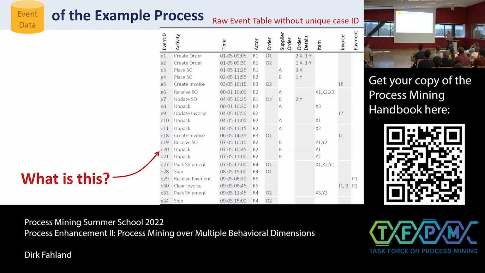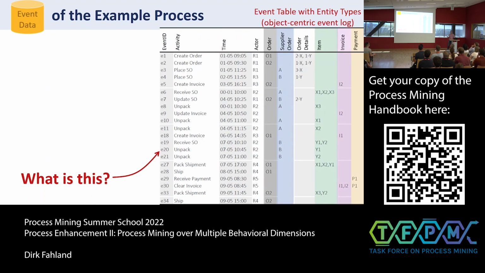Well, we can do a bit and identify which of the columns here actually are entities or objects. I have orders, I have supplier orders, I have items, invoices, payments. These are entities. I need domain knowledge to see that, to at least have something that's similar to a case identifier, although it's not. So order details is not an entity type because it doesn't really have identifiers, right? It's kind of a description of the items I'm ordering.